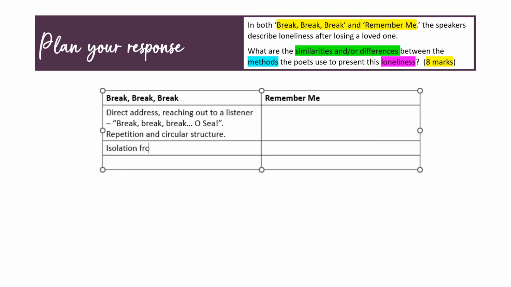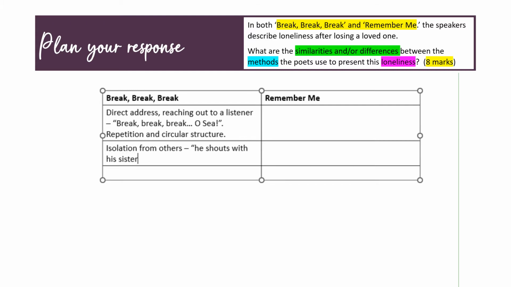I'm going to write about isolation from others as well, because obviously that links to this theme of loneliness, and how the speaker feels separated from other people who are in a community, and the speaker himself is by himself. He's alone, isn't he? So isolation from others, he shouts with his sister, and he sings in his boat.